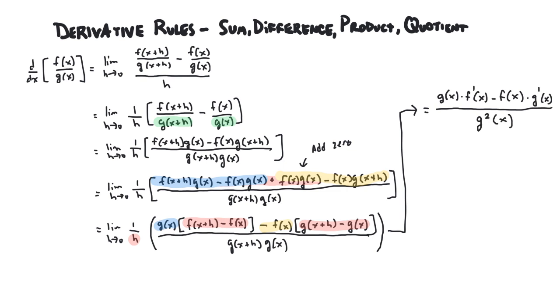Sometimes to memorize the quotient rule, we think of it as low d high minus high d low all over low low. Handy little mnemonic to remember g times f prime minus f times g prime over g squared.